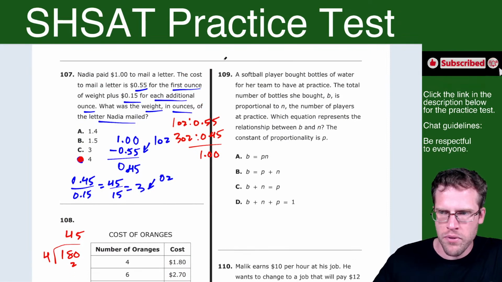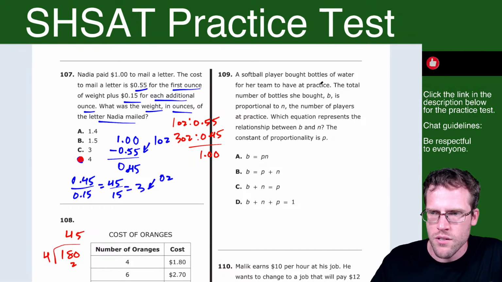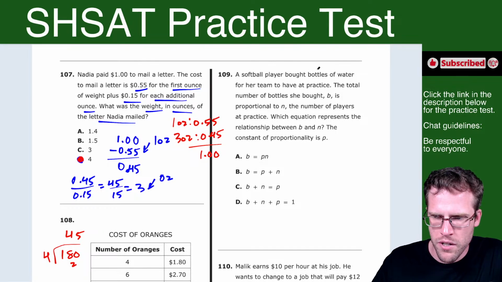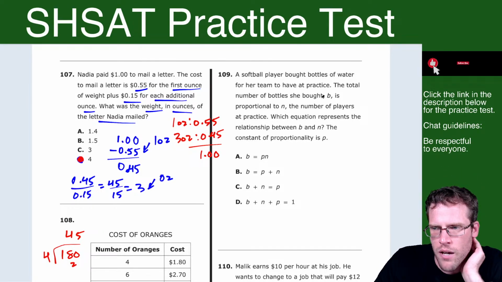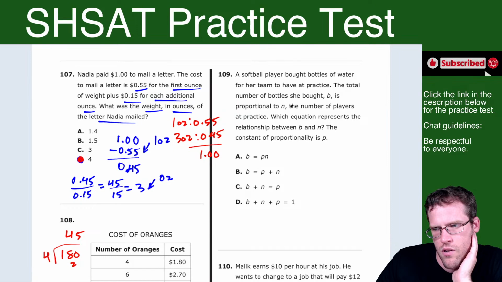109, a softball player bought bottles of water for her team to have at practice. The total number of bottles she bought, B, is proportional to N, the number of players at practice. Okay, let me just think about this. Which equation represents the relationship between B and N? And the constant of proportionality is P.